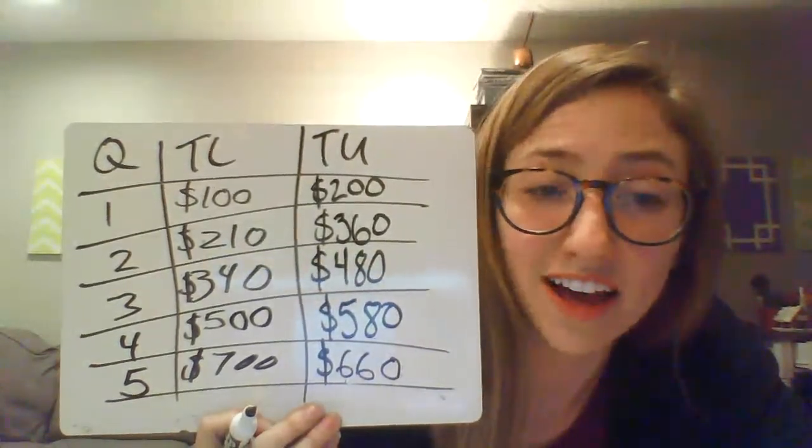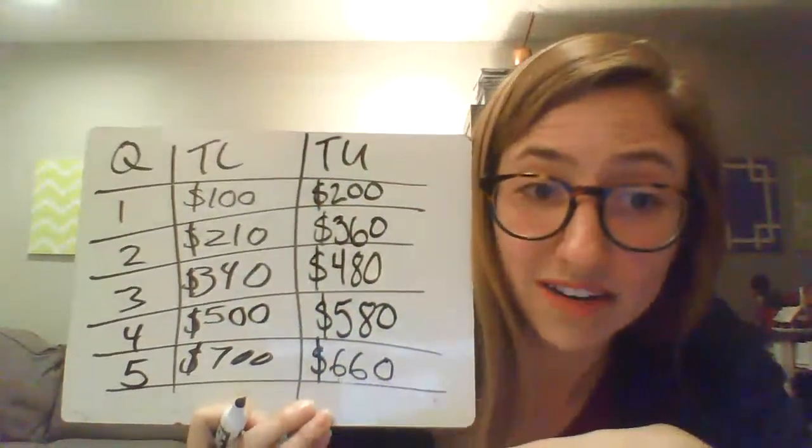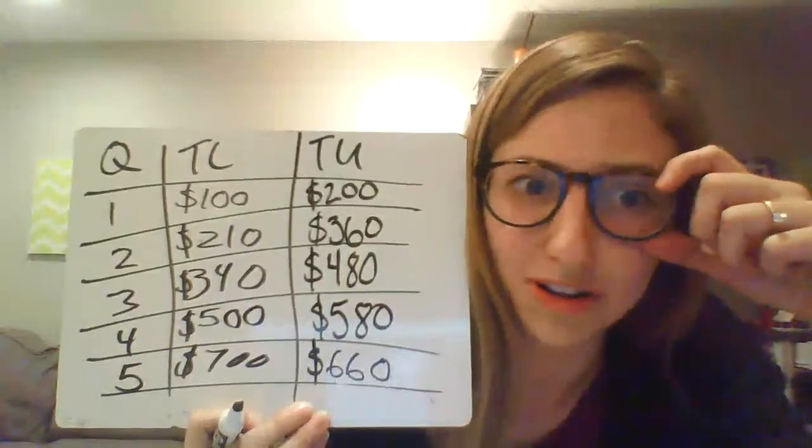Yeah, you do need to calculate. In this case, it's not MR, it's MU, marginal utility. But yeah, you definitely need marginal utility and marginal cost. Because remember the rule, right?